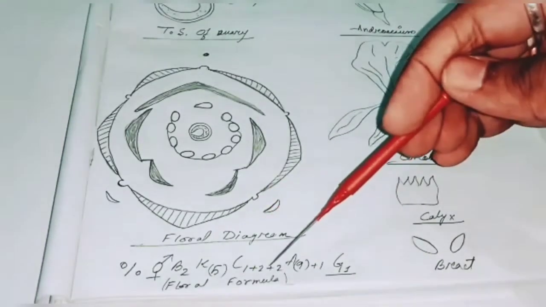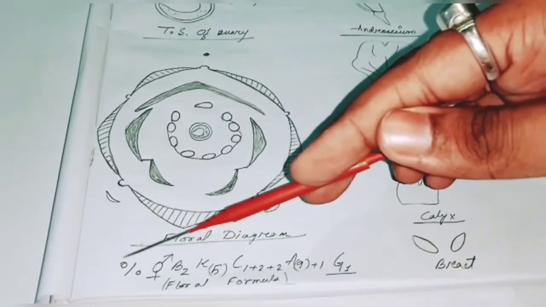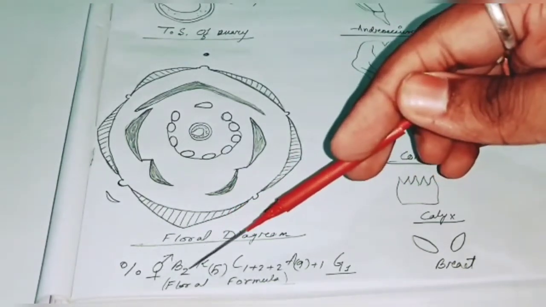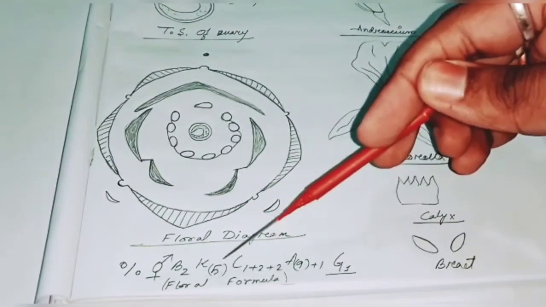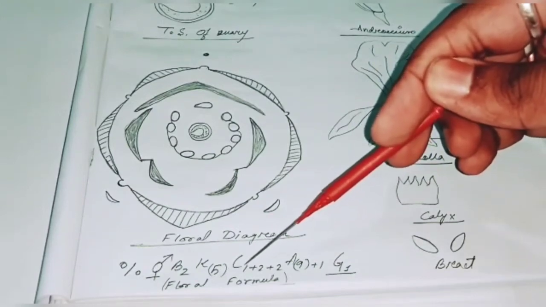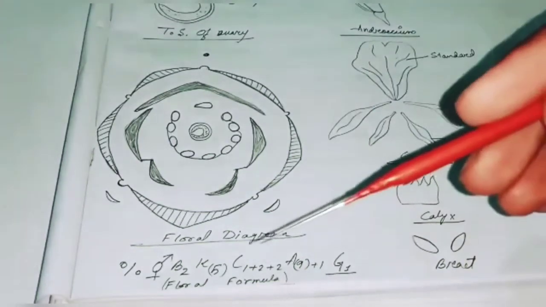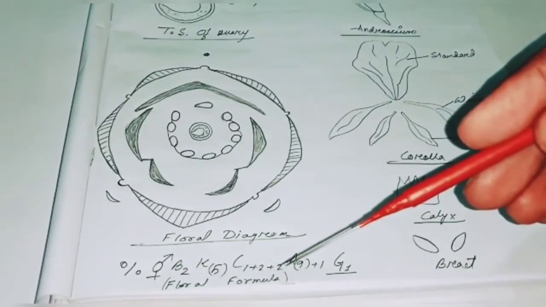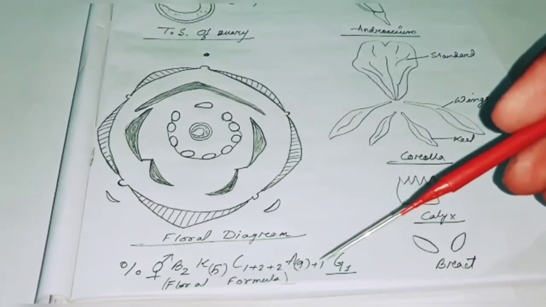Now there is the floral formula. As the flower is zygomorphic, it is represented as a percent sign. It is a bisexual flower. Bracteoles are 2. The calyx are 5, but they are fused, so it is kept in a bracket. The corolla: 1 is standard, 2 wings, and 2 keels. Androecium, you can see 9 are united, so it is kept in a bracket, plus 1 is free, so it is kept separate.